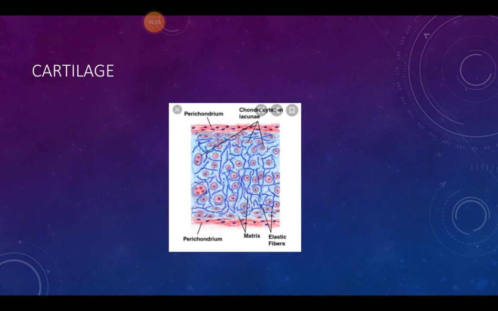Next, cartilage. Cartilage is made up of a matrix. The matrix has a large number of spaces. These spaces have one or more cells called chondrocytes. Cartilage does not have a blood supply. It is non-porous and flexible in nature.